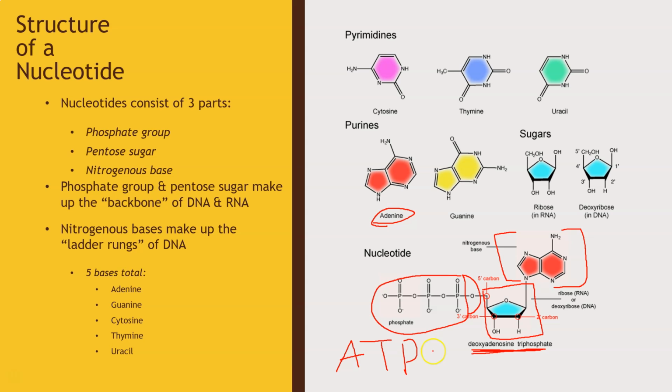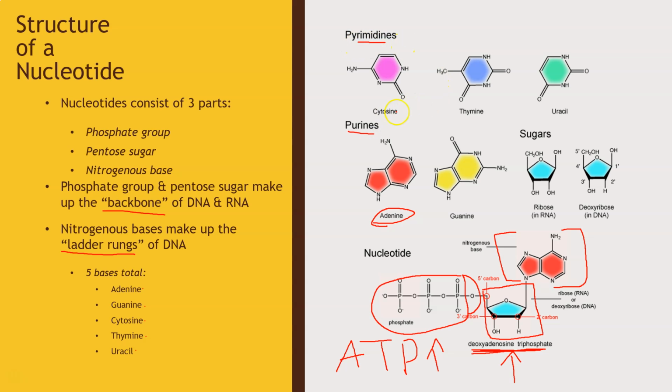Okay, the phosphate group and the 5-carbon sugar group make up the backbone of both DNA and RNA. These bases here, on the other hand, serve as ladder rungs for both DNA and RNA. Okay, and there's 5 bases total again: adenine, guanine, cytosine, thymine, and uracil. They're also divided into 2 subgroups: purines and pyrimidines.